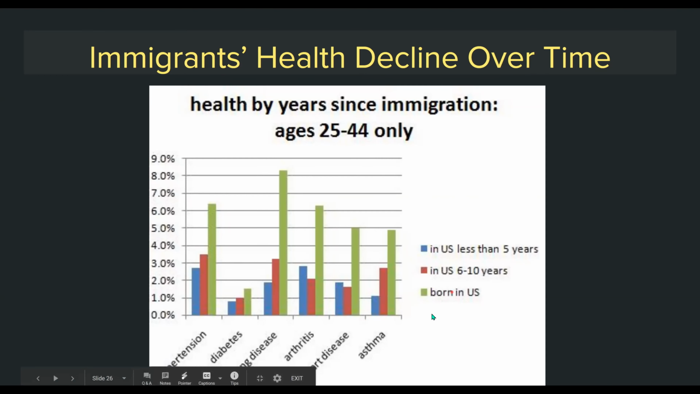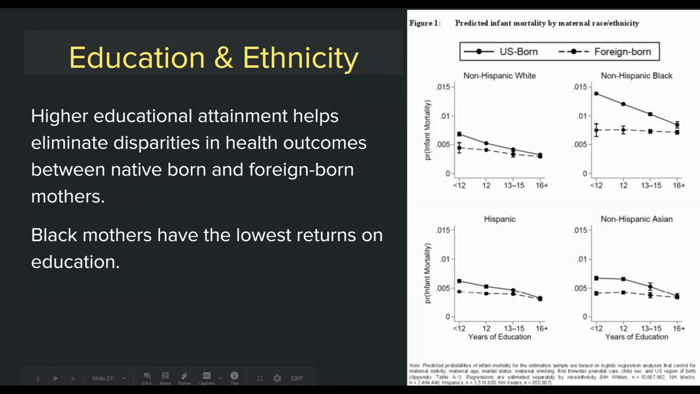And this is reflective of all immigrants, not just African immigrants. And you can see that the blue bars represent the immigrants who have been in the US for less than 5 years. And for almost all of these, they're lower, as lung disease, diabetes, hypertension. Stay in the US for a little bit longer, you're going to get sicker. And once you're born in the US, much higher rates of illnesses for everything. That's not genetic. There's something wrong with our environment.